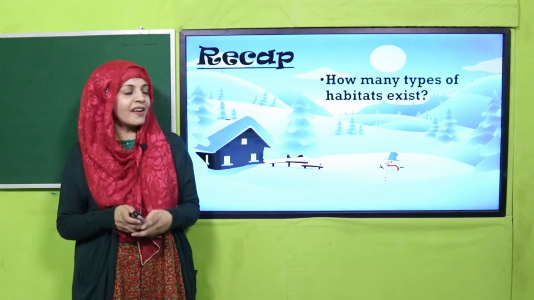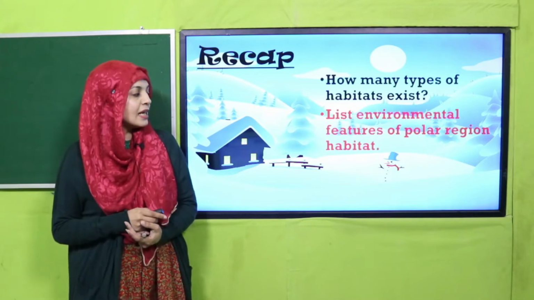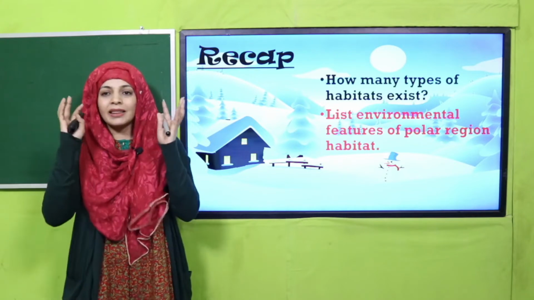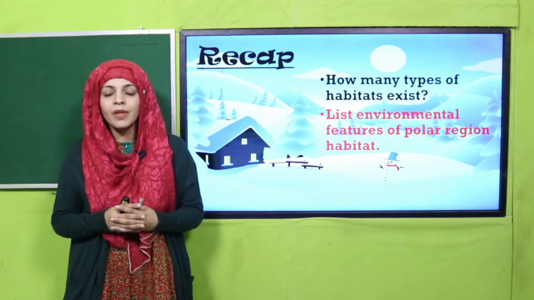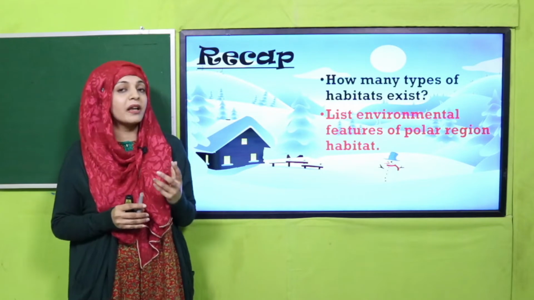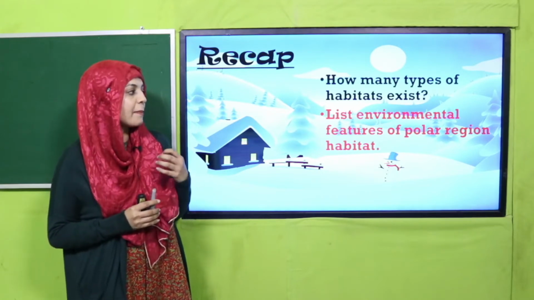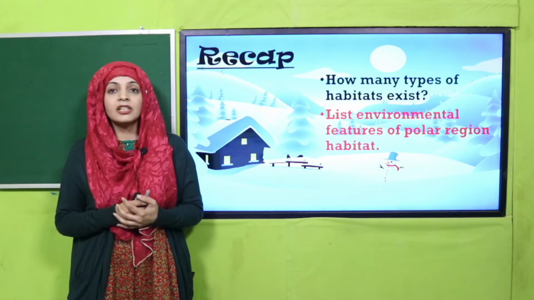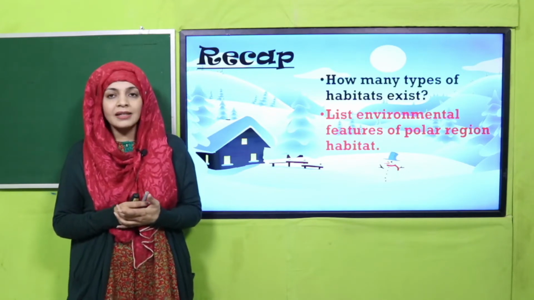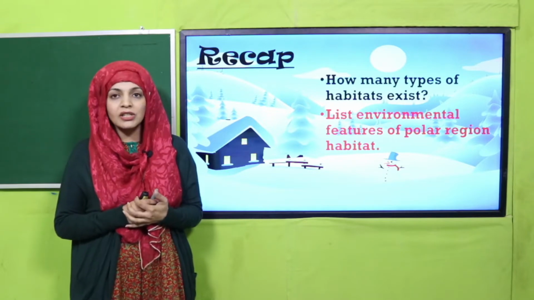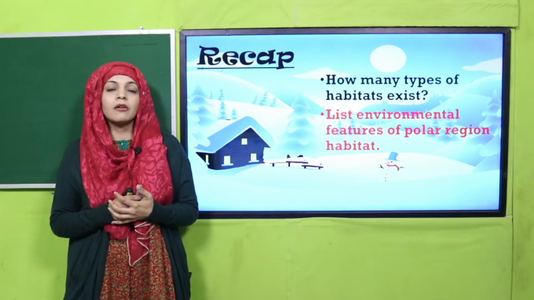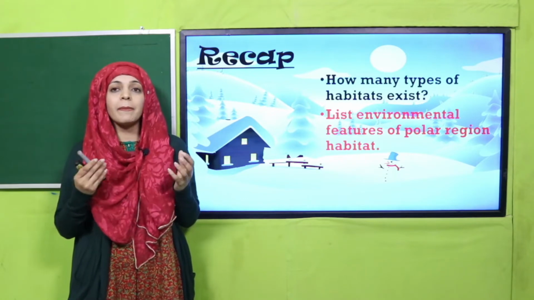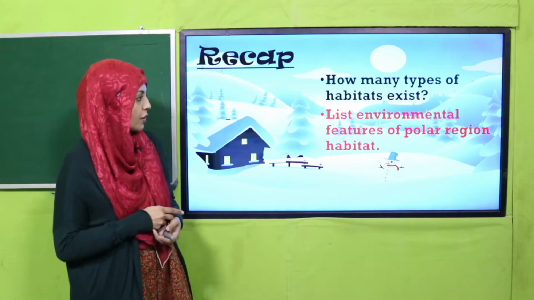4. Very good. List environmental features of polar region habitat. Now quickly think, what is the polar region like, and what are its environmental features? Extremely cold, ice, no plantation, no vegetation, frozen water, temperature very low. These are the environmental features of polar region.